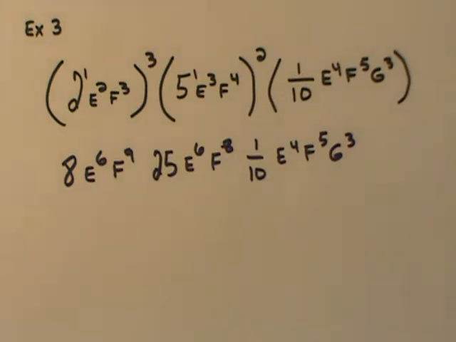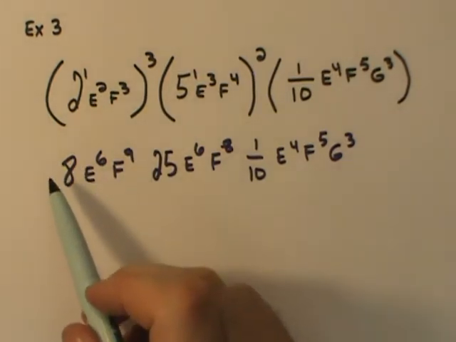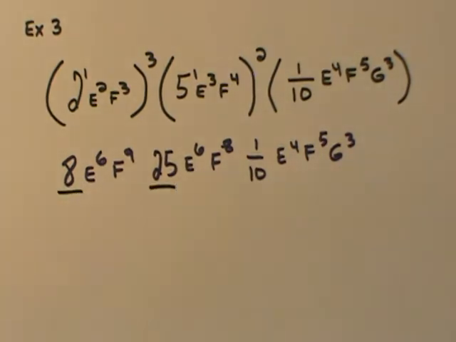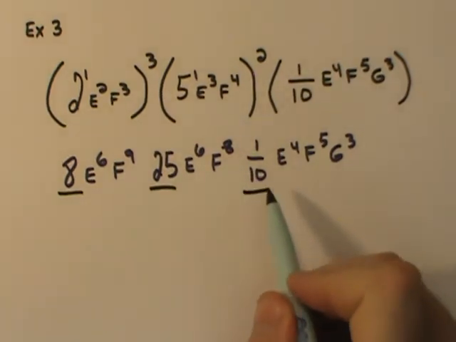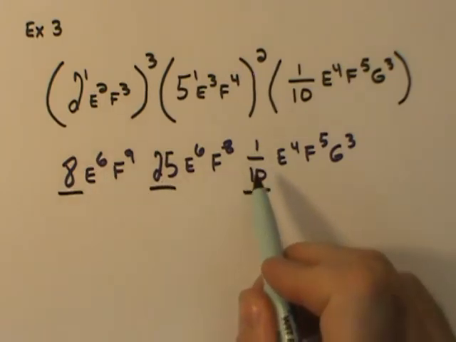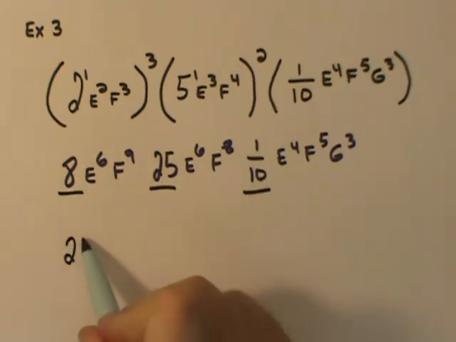I'll begin by looking at my coefficients. Since this is all multiplication, I can say 8 times 25. I think about that for a second. 8 quarters would be $2, so that's 200. And then 200 times 1/10 would allow me to drop one of those zeros. When I multiply these three numbers, I will get 20.